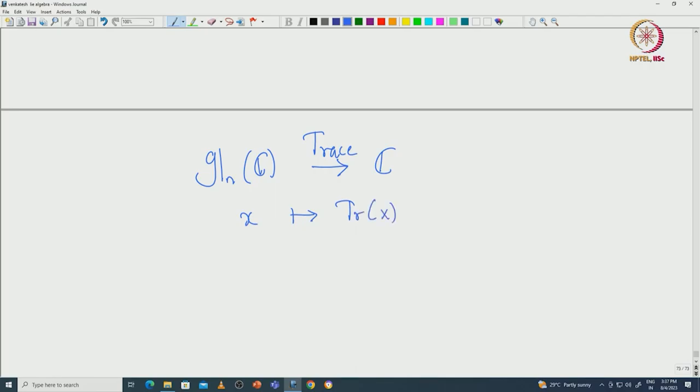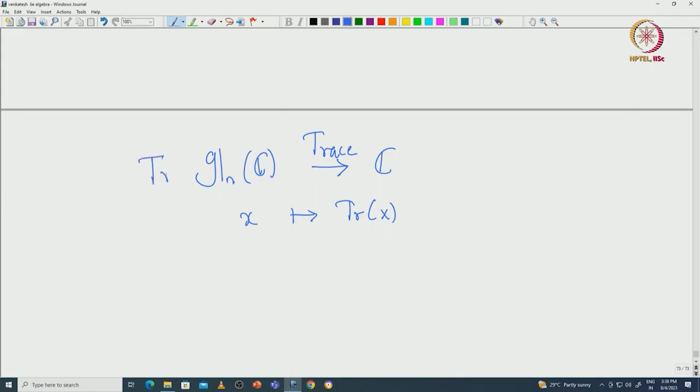And it is not hard to see that this is actually a Lie algebra homomorphism. Why? Because on the right side you have a one dimensional space, so it must be abelian, and the Lie structure, that I have already explained, is the abelian structure. But on the left side you have a commutator bracket, and if you take the trace of any commutator bracket, that will be 0. Because of that, this map trace is actually a Lie algebra homomorphism.